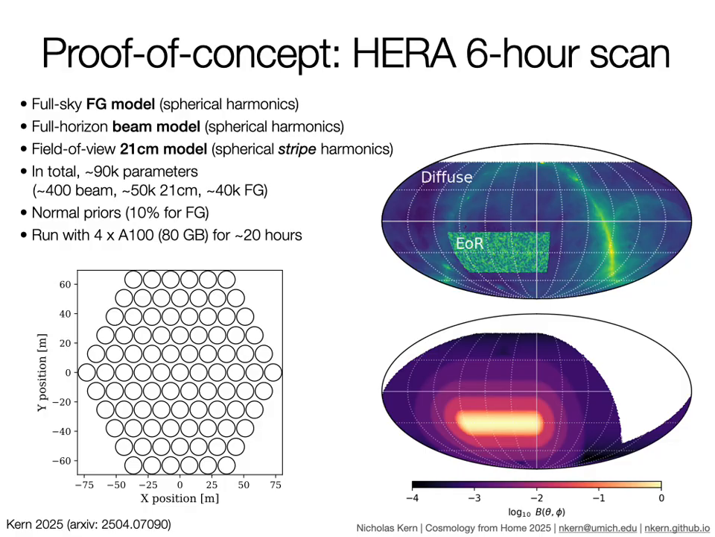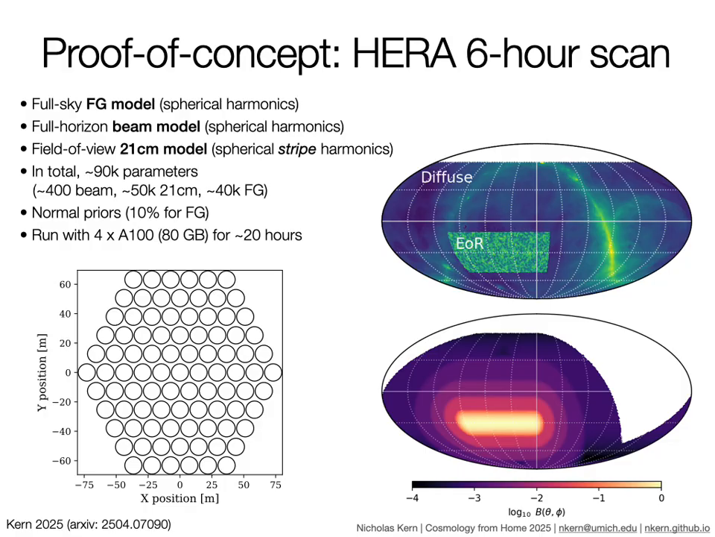And a 21 centimeter signal model that we model in this region of our field of view using a novel formalism that I've developed called spherical stripe harmonics. And the easy way to think about this is a reformulation of spherical harmonics that is both compressed for this specific sky mask, but retains orthogonality and band-limited completeness of typical spherical harmonics. So in total, we have a fair number of parameters. We have about 90,000 parameters between our foreground, signal, and instrumental model.